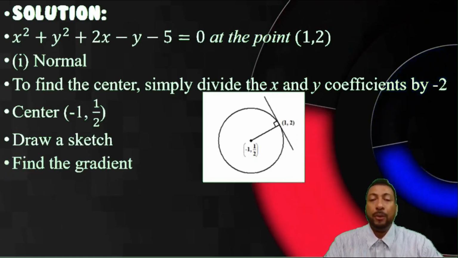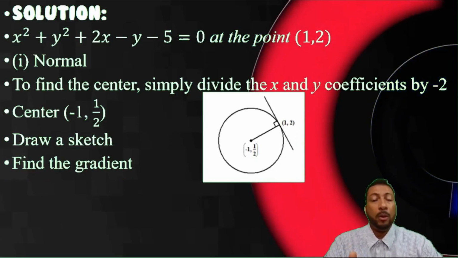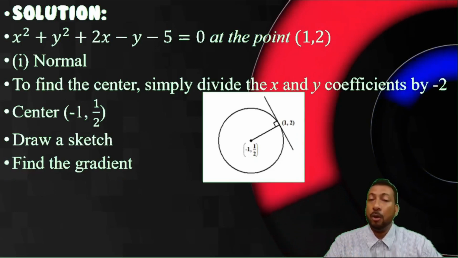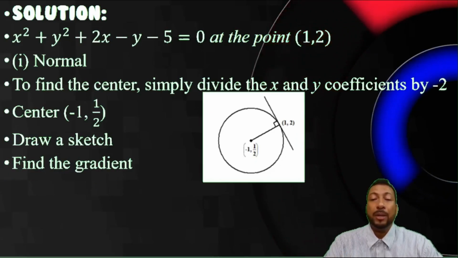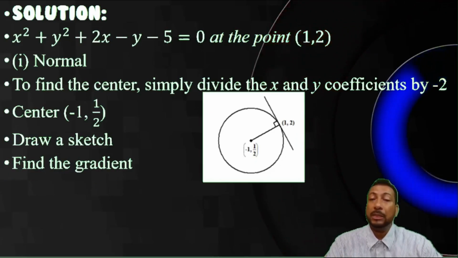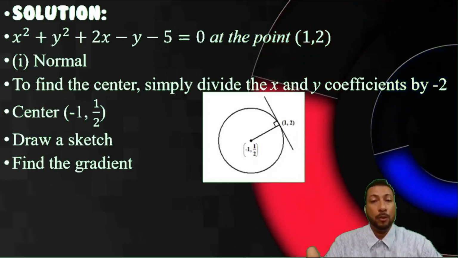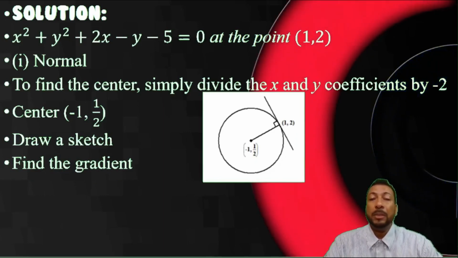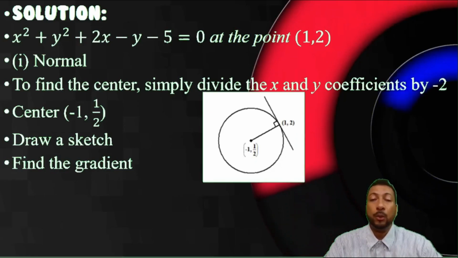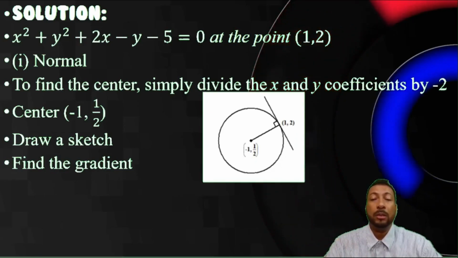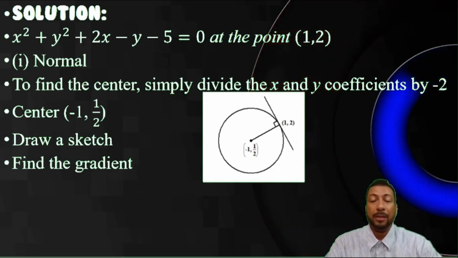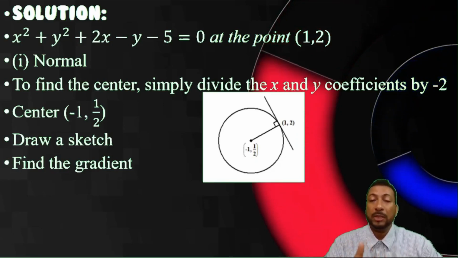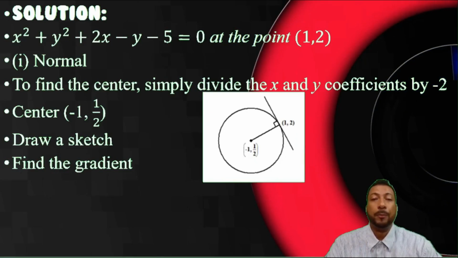Next, we find the gradient. Before we go any further with finding our gradient, according to our sketch, the gradient of the radius, which is also the normal, is going to be a positive number. It is sloping upwards. It is going up as it goes over to the right. So when we get our answer, we should expect to get a positive number.